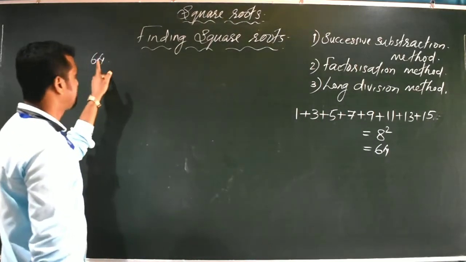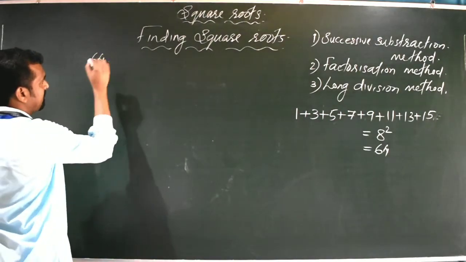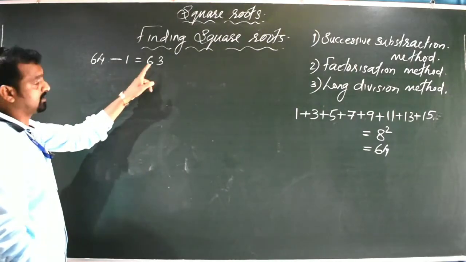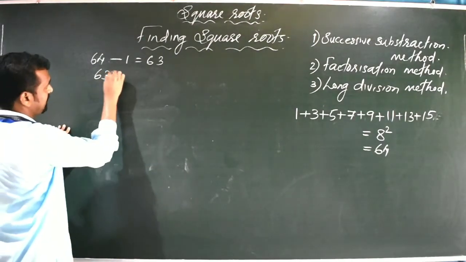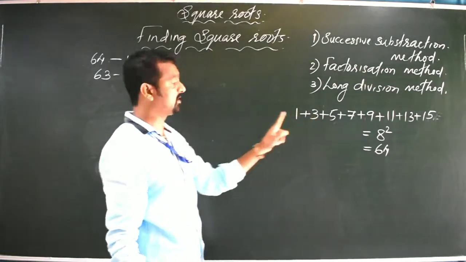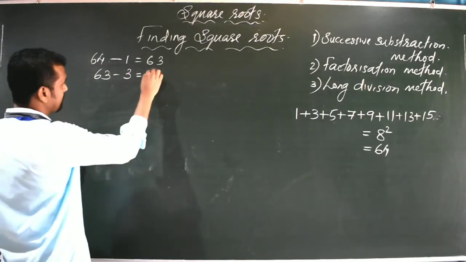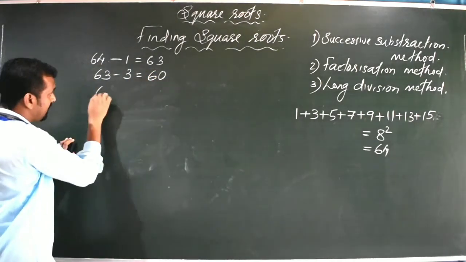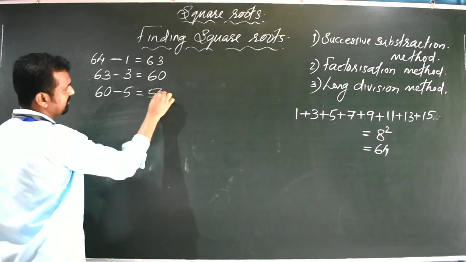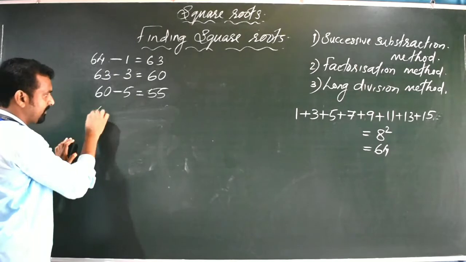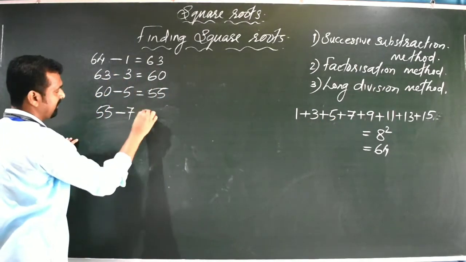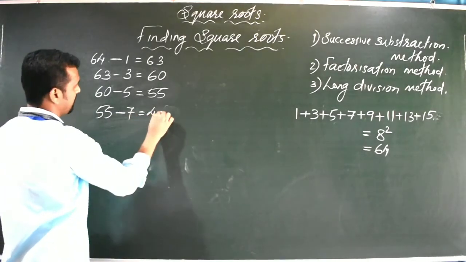Now you see, in successive subtraction method, how can we find out the square root of 64? 64 minus 1 is equal to 63. Now 63 minus next odd number, that is 3. 63 minus 3 is equal to 60. Now next one, 60 minus next odd number, that is 5, that is equal to 55. Next one, 55 minus 7 is equal to 48.